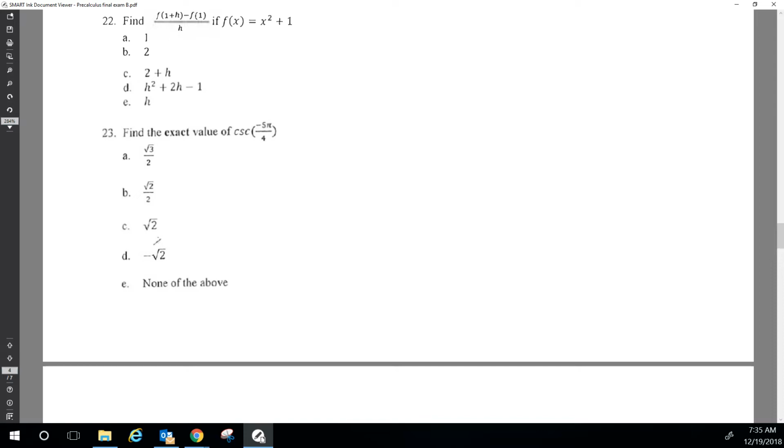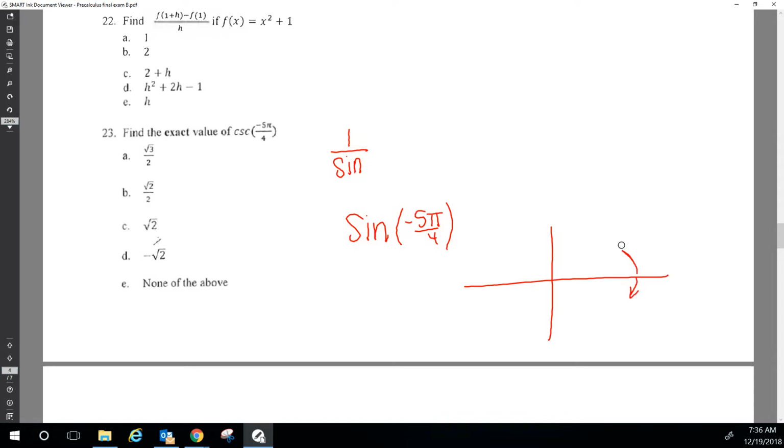All right, so cosecant we know is 1 over sine. So first I want to find sine of negative 5 pi over 4. Remember, negative 5 pi over 4, we're going to start at 0, and go backwards instead of forwards. So we're going to go backwards 5 pi over 4. Remember, pi over 4 cuts each quadrant in half. So here's 1 pi, 2 pi, this would be negative 3 pi, negative 4 pi. This guy right here is negative 5 pi over 4.